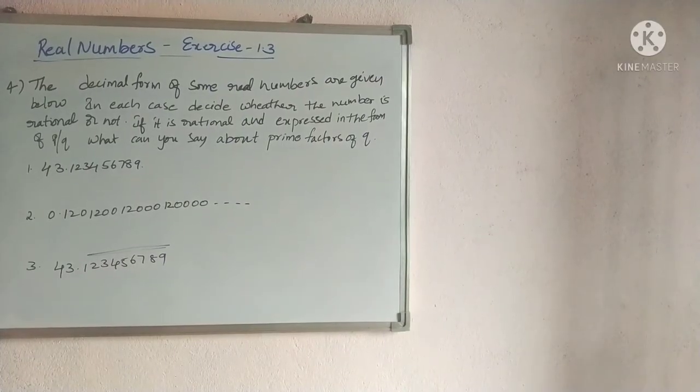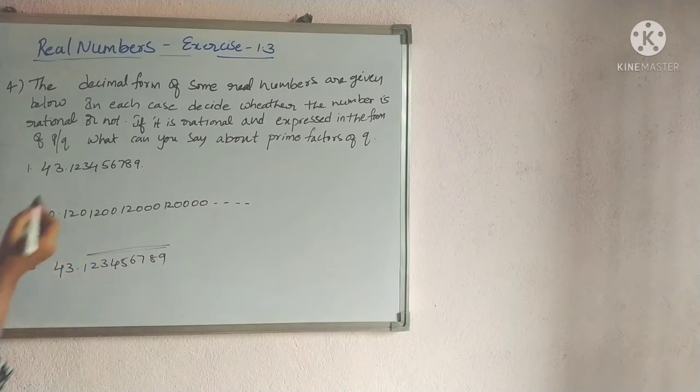So here is our last problem in this exercise 1.3, that is the fourth problem. The decimal forms of some real numbers are given below. In each case, decide whether the number is rational or not. If it is rational and expressed in the form of p by q, what can you say about the prime factors of q? That means q is the denominator. Okay, so this is the first one. First of all, we should say whether it is rational or not. Rational or not means it is terminating or non-terminating, we should tell first of all. So it is a terminating decimal, right?